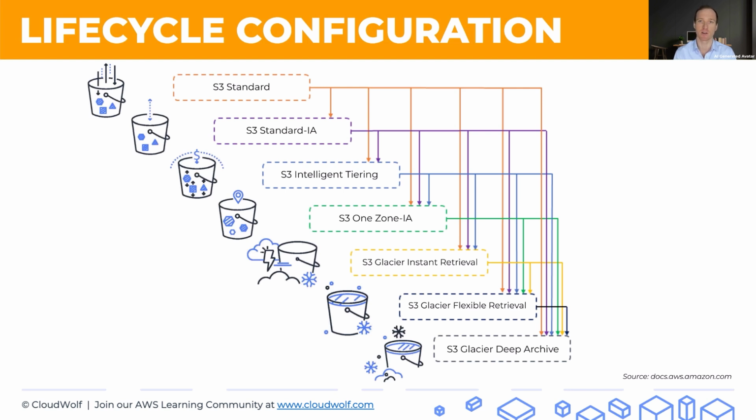Now, this is different to intelligent tiering. In intelligent tiering, this is done automatically based on when objects are used or not used. In lifecycle configuration, you hard code when exactly they should be moved. So you can see that you can move from pretty much any class to a class below it.